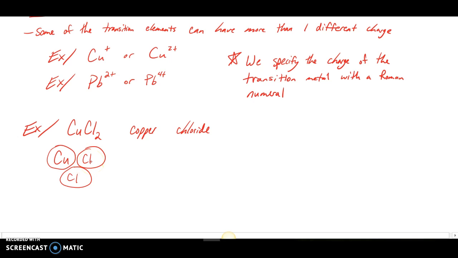Well, we know the charge of chloride is -1, halogen. So what does that mean the charge of the copper has to be? Well, it must be +2 to cancel out the 2 chlorines. So in parentheses, I put the Roman numeral 2. That tells me the charge of the copper.